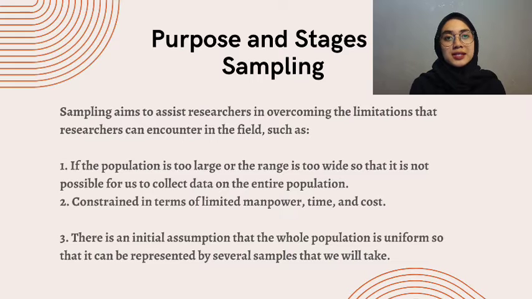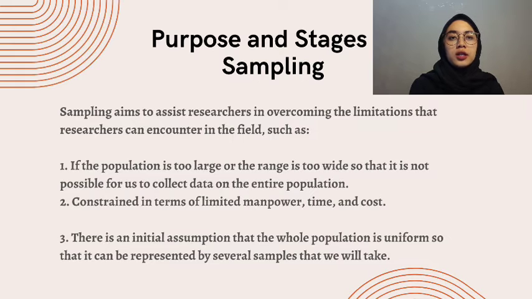Sampling aims to assist researchers in overcoming the limitations that researchers can encounter in the field, such as if the population is too large or the range is too wide, so that it is not possible for us to collect data on the entire population. And for the second is constraint in terms of limited manpower, time, and cost. And for the third is there is an initial assumption that the whole population is uniform so that it can be represented by several samples that we will take.